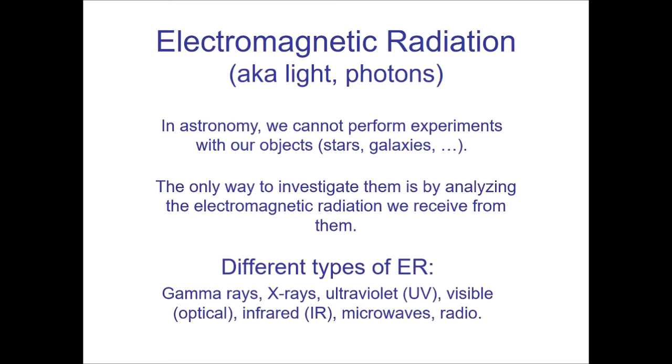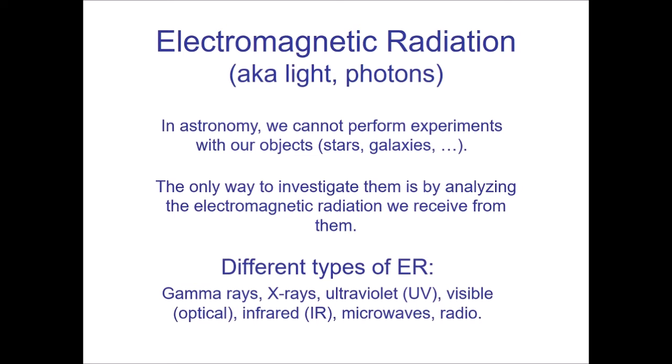The vast majority of things that we care about are extremely far away from us. We don't have the ability to go there. So if we want to study these objects, we are basically dependent on what they give us. And 99.9% of the information that we get from stars and galaxies come in the form of electromagnetic radiation, which I will just commonly refer to as light or photons, depending on the context.